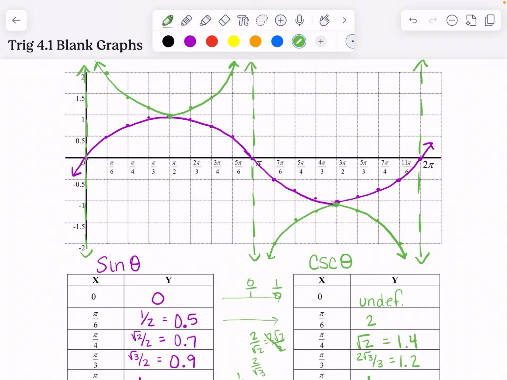Now, at 2 pi, this graph would then repeat again, and you would see the same thing again. So we call this from 0 to 2 pi one cycle because we see a complete set of the graph. After 2 pi, it would repeat again. Okay, so there's 2 of our graphs.